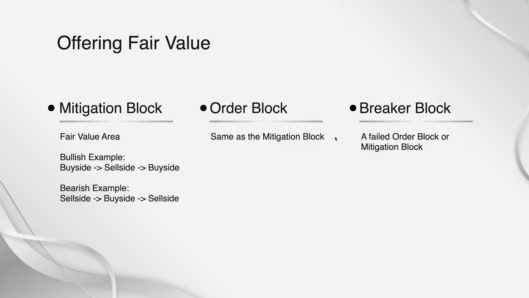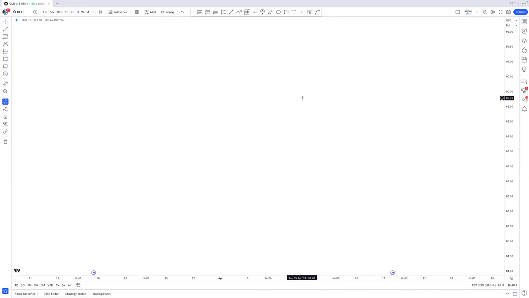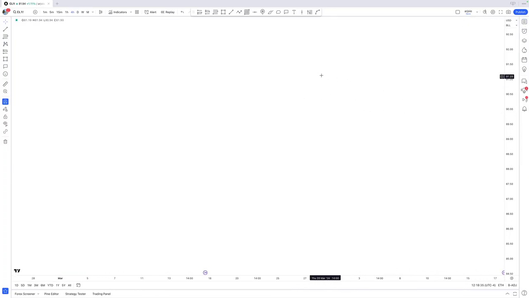Now, here we have the last one, and that is the breaker block. A breaker block essentially is a filled order block or mitigation block, which also creates that fair value area where we can now offer fair value. So what does this mean and what does this look like? Whenever we offer fair value and whenever we create fair value areas, I like to refer to the 3 swing movement. So for a mitigation block and an order block, it's the exact same thing. It's just dependent on how the candles actually form.